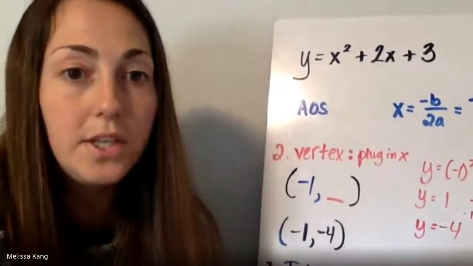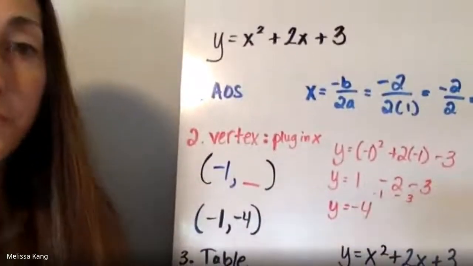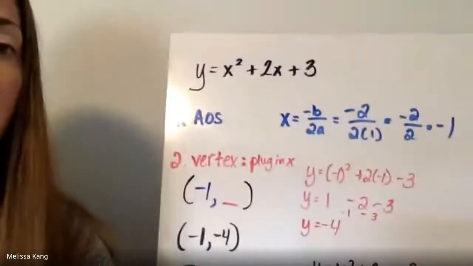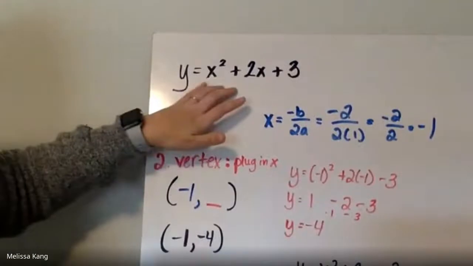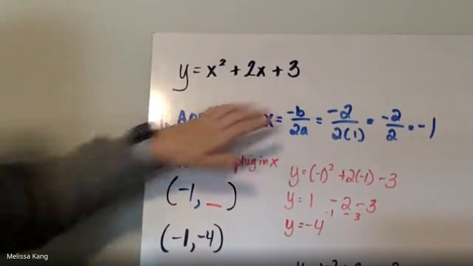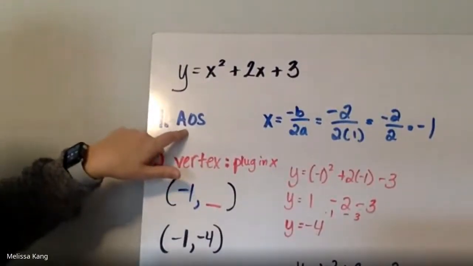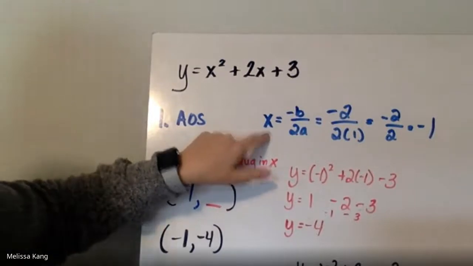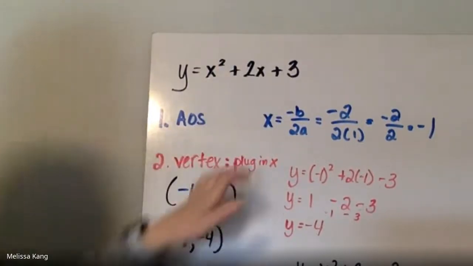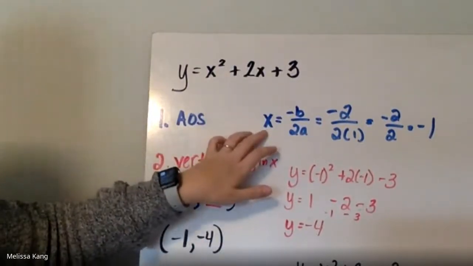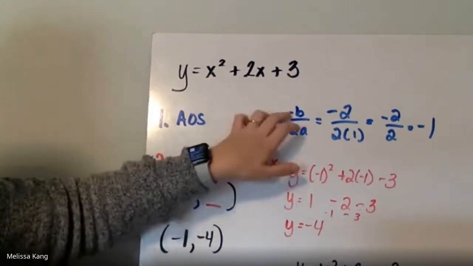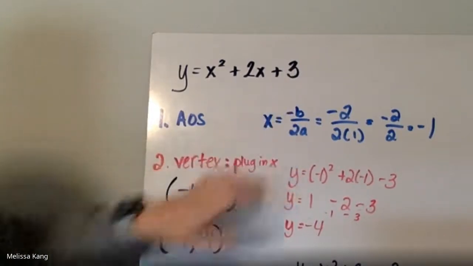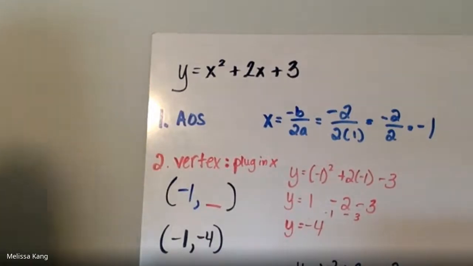Okay, so here's the equation. Sorry, let me fix that. Here's the equation. Y equals x squared plus 2x plus 3. The first thing to do is find the axis of symmetry. So remember, the axis of symmetry is where it cuts the parabola in the middle. And you find that by x equals the opposite of b over 2a. And we have to remember where these numbers are coming from.